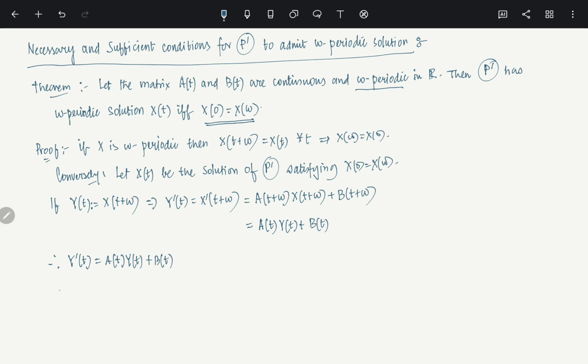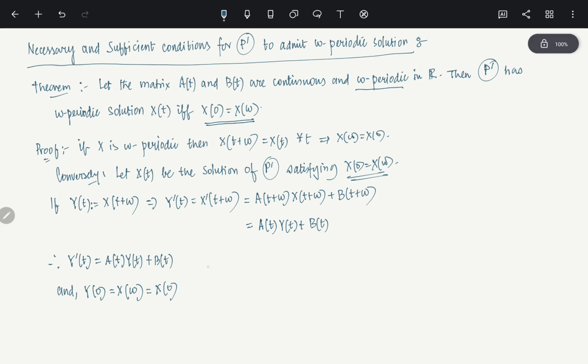Clear? And moreover, y at the point 0, what is it? It is x at the point w, right? And x at the point w is given to be x at the point 0. So that is what we have started out with, right? So it is x at the point 0. So you see, y and x both satisfy the exact same equation, right?